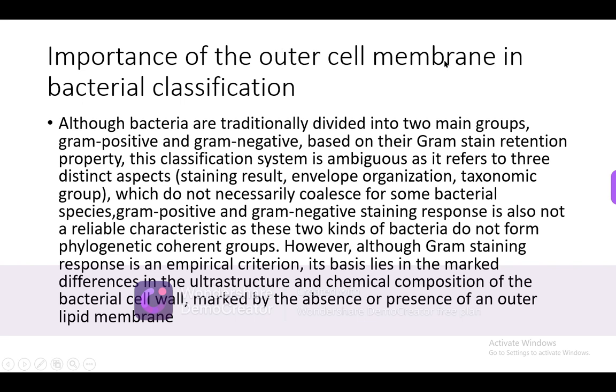Now, the importance of the outer cell membrane in bacterial classification, I have already mentioned. Bacteria are traditionally divided into two main groups, gram-positive and gram-negative, based on their gram stain retention property. This classification is very old, but it is ambiguous. It refers to three distinct aspects: staining result, envelope organization, and taxonomic group, which do not necessarily coincide for some bacterial species. The gram staining response is also not a reliable characteristic, as these two kinds of bacteria do not form phylogenetically coherent groups.